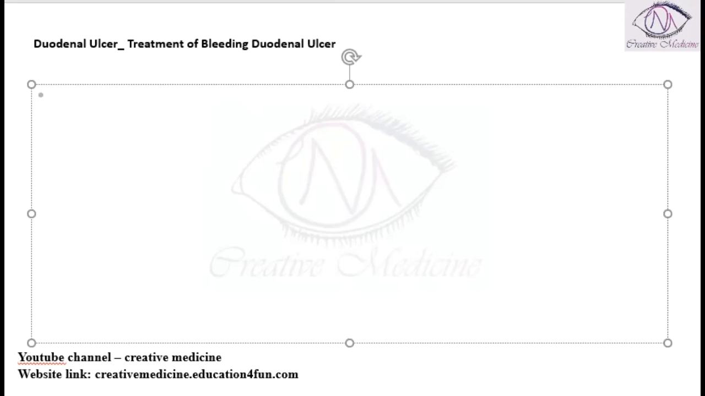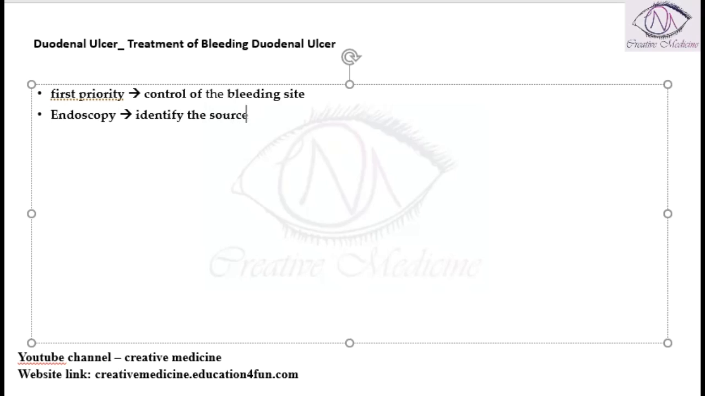For the bleeding duodenal ulcer, the first important priority obviously is to control the bleeding site. And then you should do an endoscopy and identify the source of the hemorrhage. The source of bleeding is identified with the help of the endoscopy.